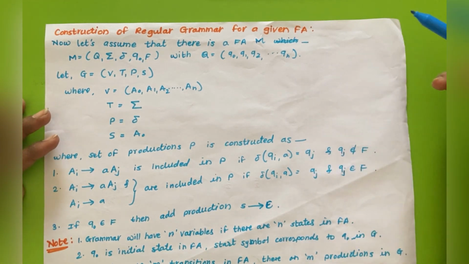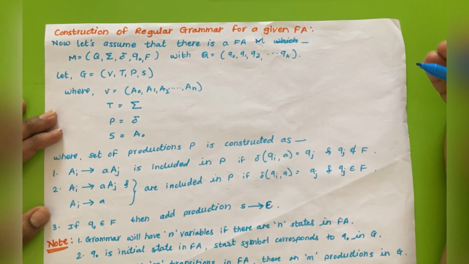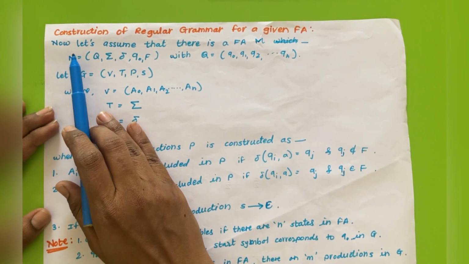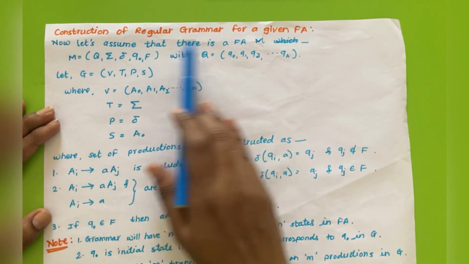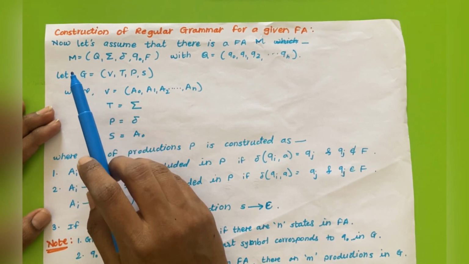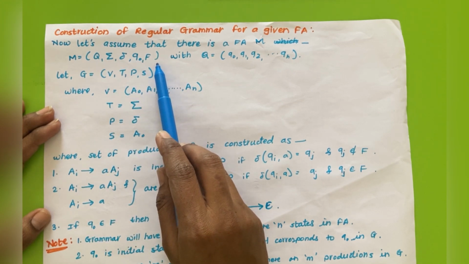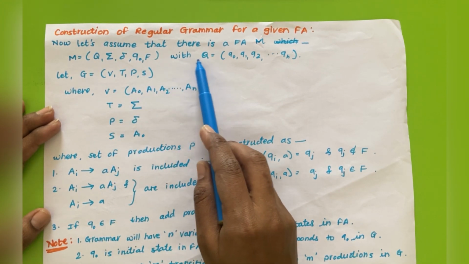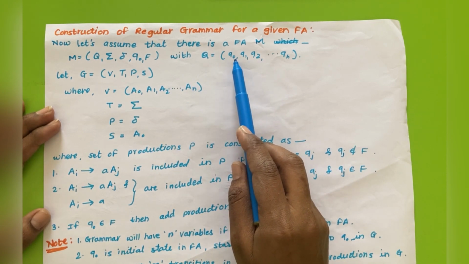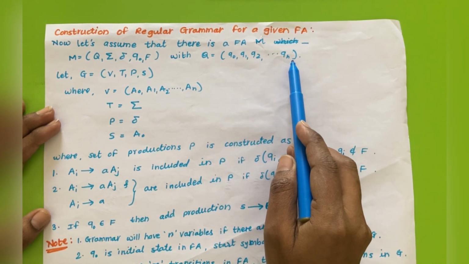Okay, so first we have to see some of the rules related to conversion. Suppose we have a given finite automata, represented with M, and the tuples for M are Q, sigma, delta, q0, F, where capital Q is the set of all the states of the given FA, that is Q0, Q1, Q2 up to Qn.